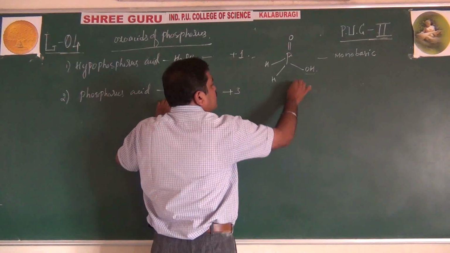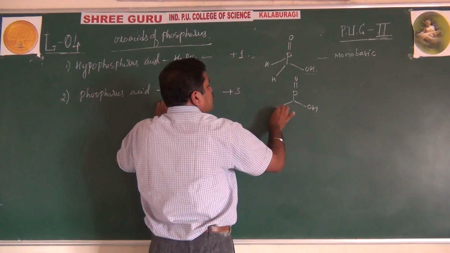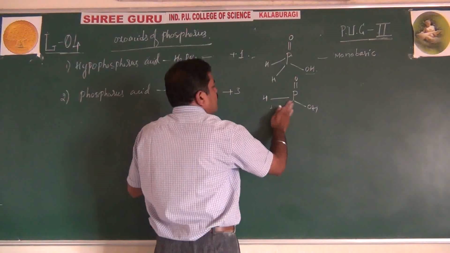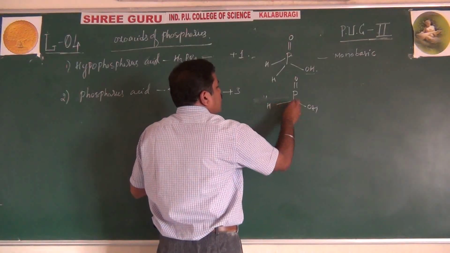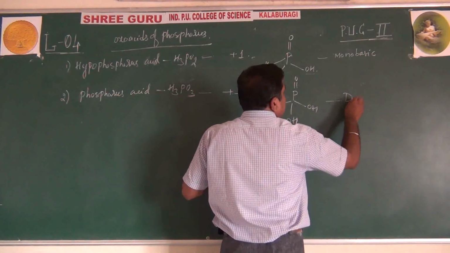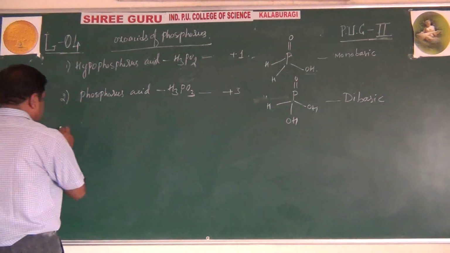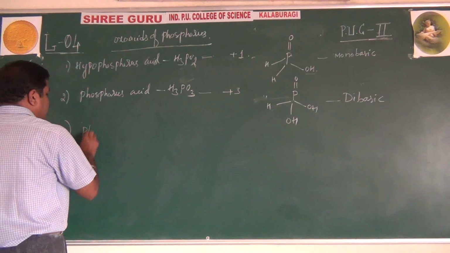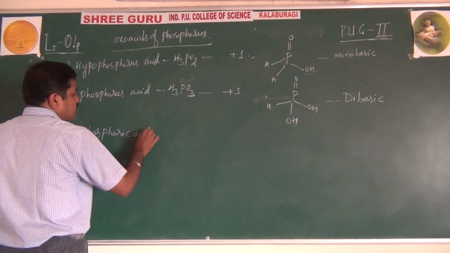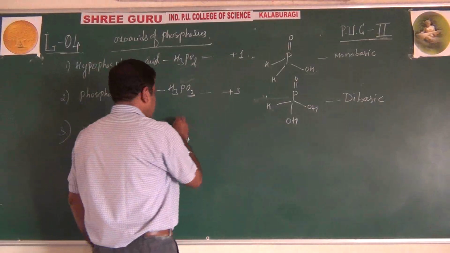Now what is the structure? Phosphorus has one compulsory double bond. If one oxygen atom increases, that is replaced by an OH bond. Only one PH bond. This is H3PO3, and since two OH groups are there, it is dibasic. Very important for PH. Then third, phosphoric or orthophosphoric acid, that is H3PO4. Okay, oxidation state +1.